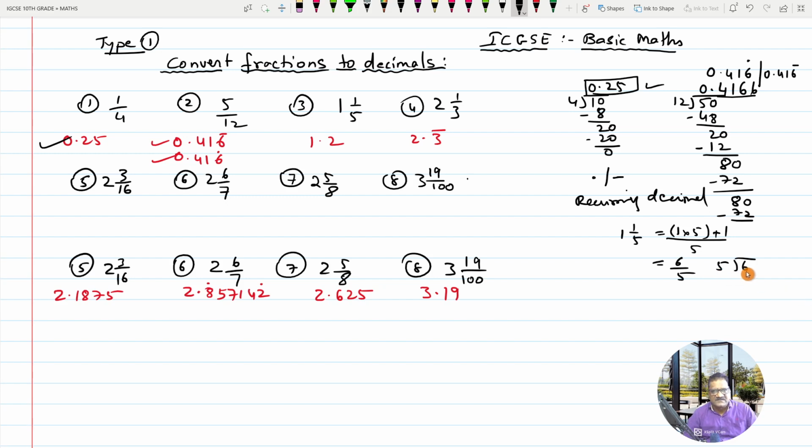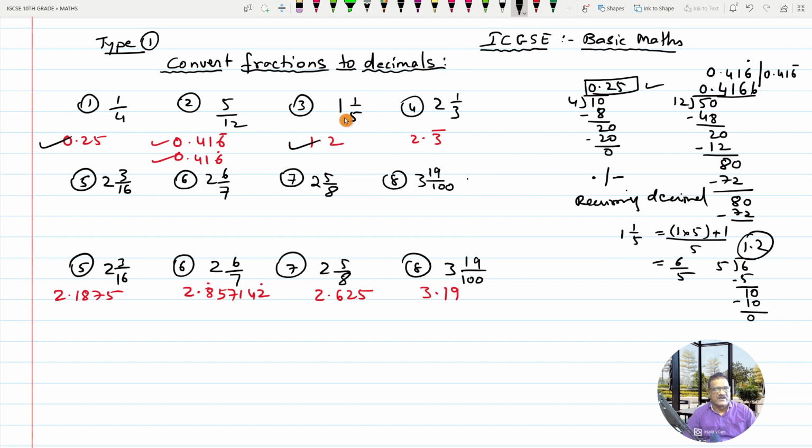Now 5 into 6. The dividend is greater than the divisor, so there is no need of putting 0 in the decimal point. We'll start with 1. 5 ones are 5, so you get 1 as a remainder. Put a dot over here, a decimal point, and bring down 0. Now 5 twos are 10 and you get 0 as a remainder. As soon as you get 0 as the remainder, you have to stop the division process, and this is your answer, 1.2.